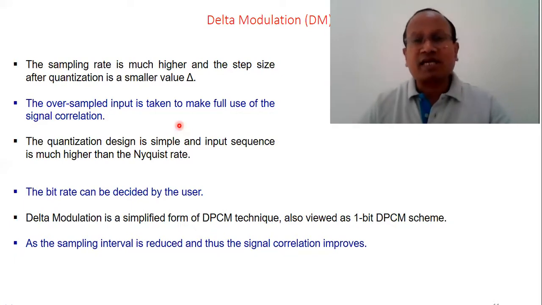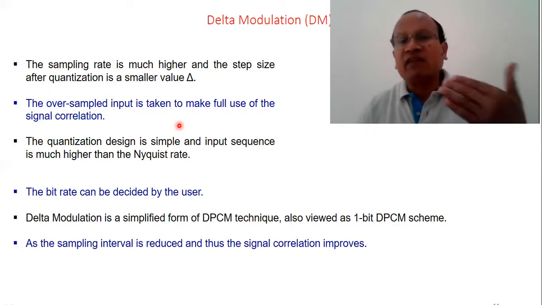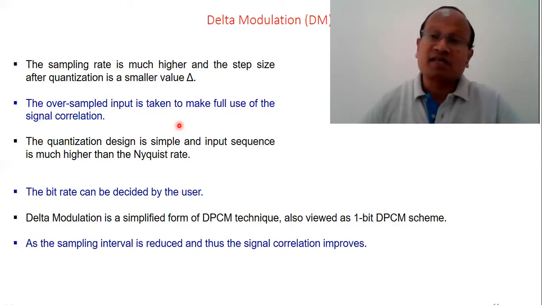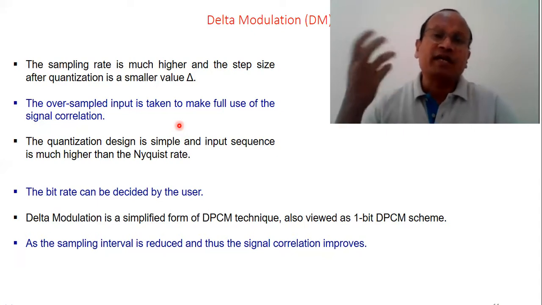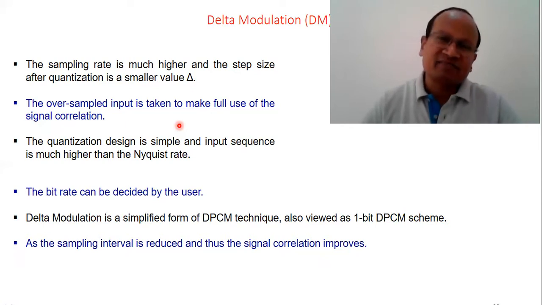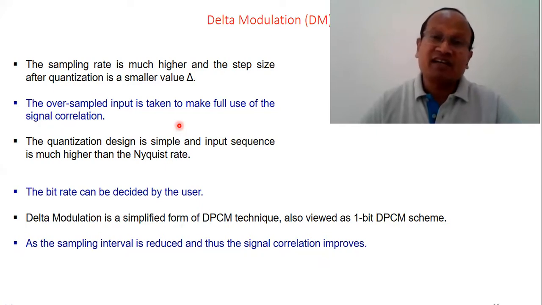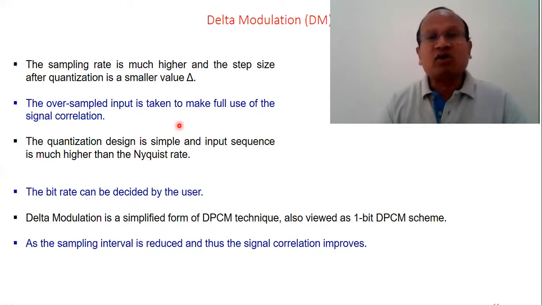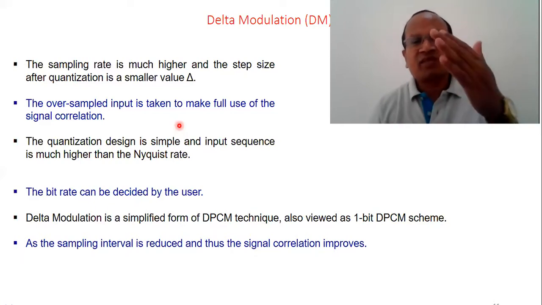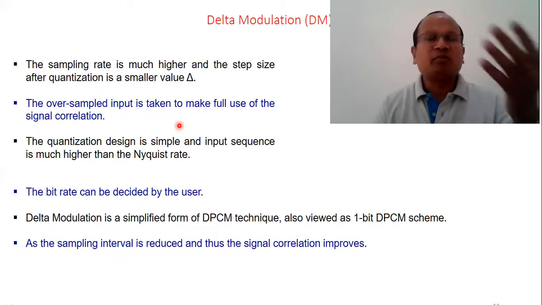So delta modulation is again a simplified form of DPCM. In DPCM, all the difference terms are quantized and encoded. Delta modulation does the same. But what is the difference? In DPCM, the difference terms are encoded into some suitable number of bits, whereas in delta modulation, all the difference terms are encoded into only one bit. So how does it work? It checks the previous sample against the next sample. Now we find the difference, whether it is higher or lesser, more or less.